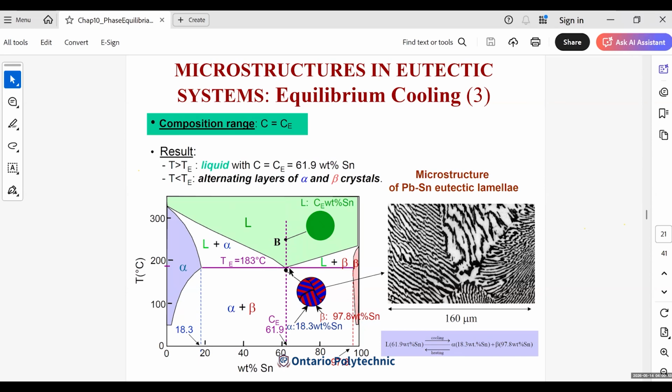Is it correct that we say this line from the left side intersects with alpha at the point which is the maximum solubility of beta in alpha, and from the other side the maximum solubility of Sn in Pb, which is alpha, and here beta? Yes, it is exactly correct. And this we can see clearly from the phase diagram. As I said, it works like a map.